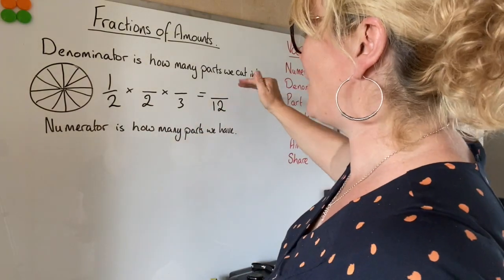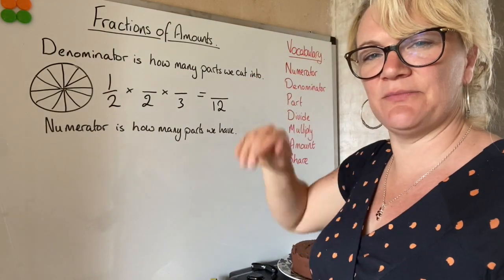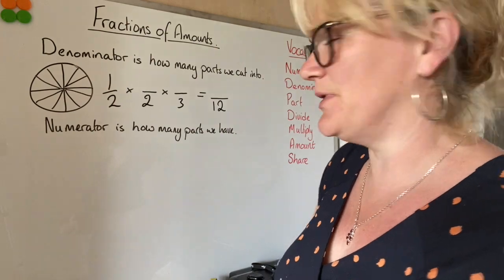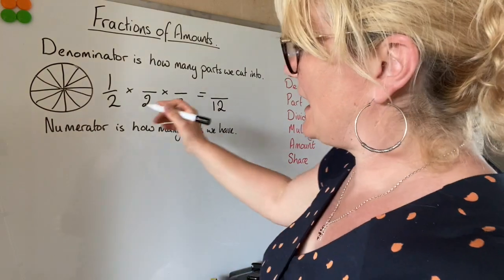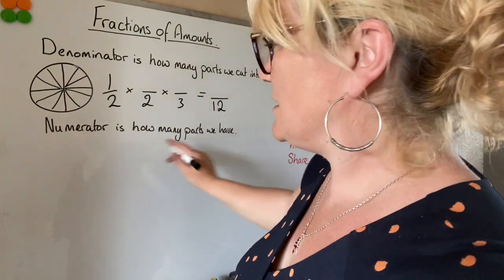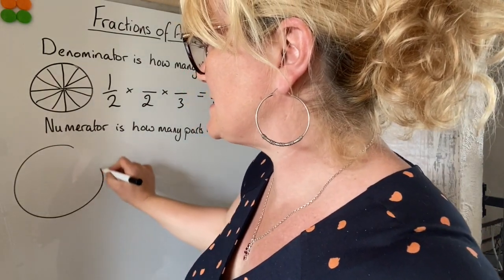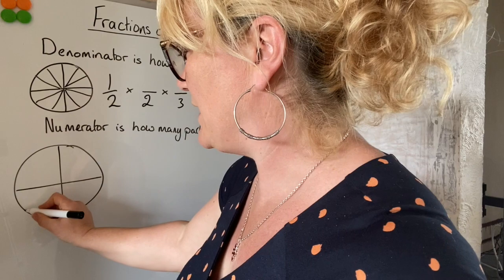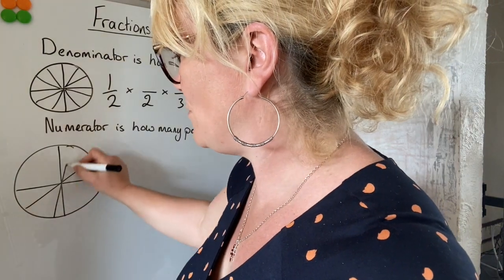Okay, because it's how many parts I'm cutting something into, how many times I'm dividing it, what I'm dividing it by, okay? If I wanted to have more than one piece, my numerator is my important number. That's when I'm talking about the top number.